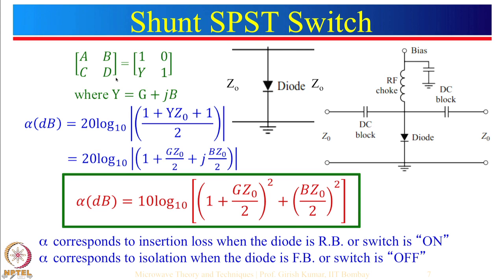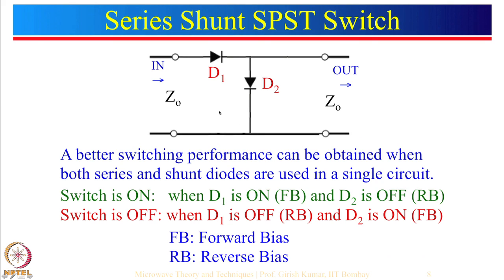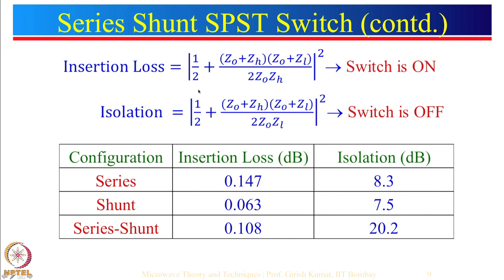After that we discussed the shunt SPST switch, where the diode was mounted in shunt configuration. Again we found the ABCD parameters and then the insertion loss as well as isolation. We had also seen the biasing circuit. Then we talked about the series shunt switch, and this circuit can be analyzed using cascaded ABCD parameters. We know the ABCD parameters of the series element and of the shunt element. Multiplying these two and simplifying, we get the expressions for insertion loss and isolation.